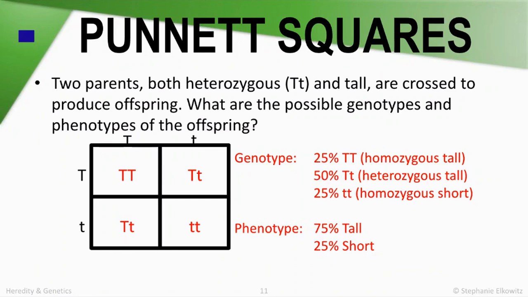Now, that's going to tell us our phenotype. Our phenotype is how many of them above say tall. There's the big T, big T, which is 25%, and there's big T, little t, which is 50%. Well, I know that equals 75%. So 75% are tall and 25% are short.